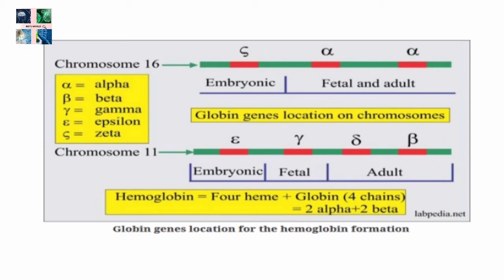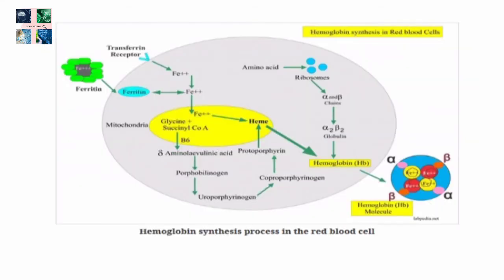There are a few different forms of normal hemoglobin in human blood. The percent prevalence of each hemoglobin type depends on the stage of development. Next is about the synthesis of hemoglobin. There are numerous steps and processes in which errors can arise. For example, heme synthesis involves multiple enzymes. There are multiple steps involved in heme synthesis.